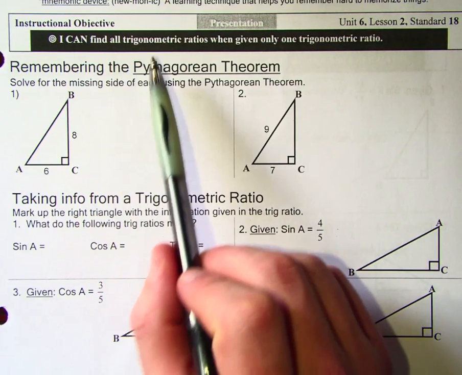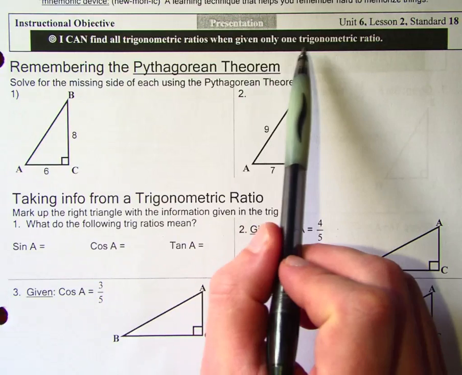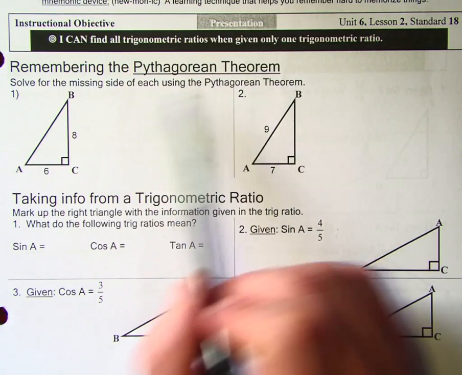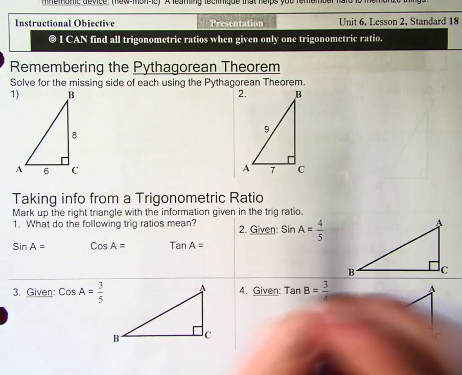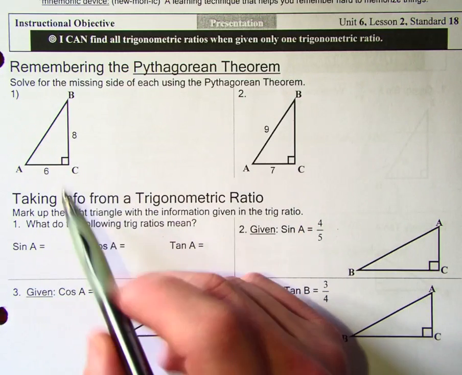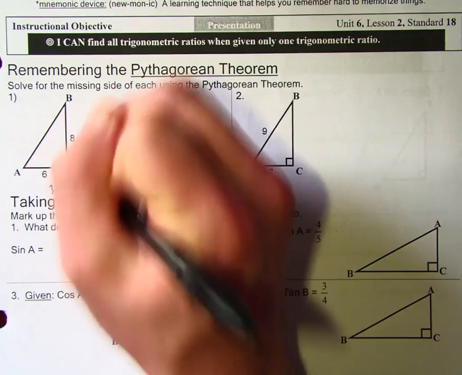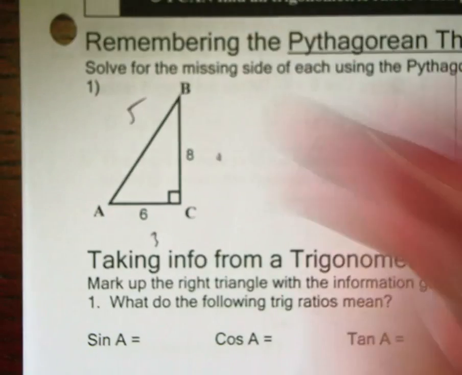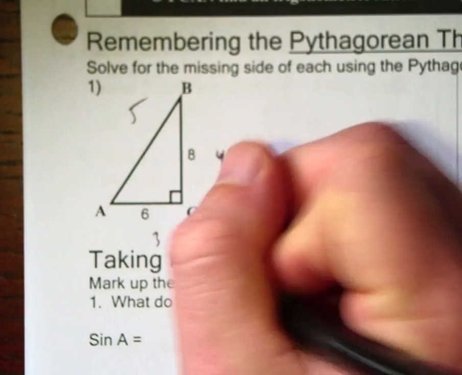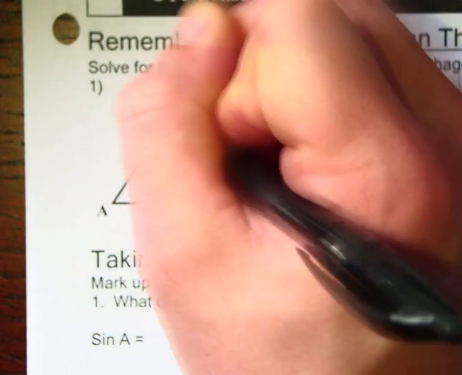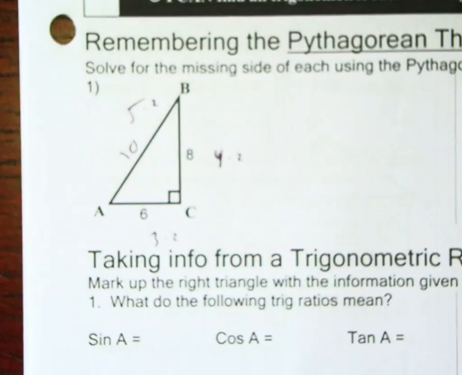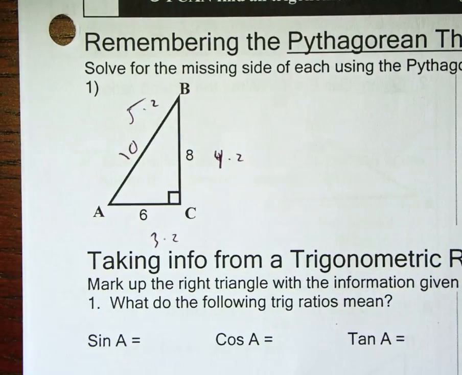I can find all trigonometric ratios when given only one trigonometric ratio. So we're going to start with the Pythagorean theorem, which only works for what kind of triangles? Right triangles. If you don't see that this really is a 3, 4, 5 over here on the side, that's okay. It's really a 3, 4, 5 with a scale factor of what? Times 2. So this is going to be 10. If you don't see that though, feel free just to do the Pythagorean theorem very quickly.